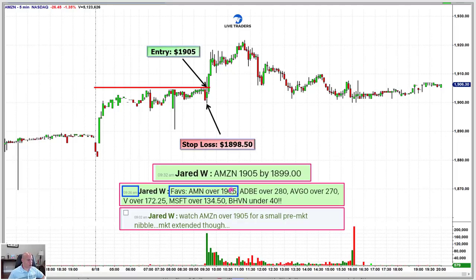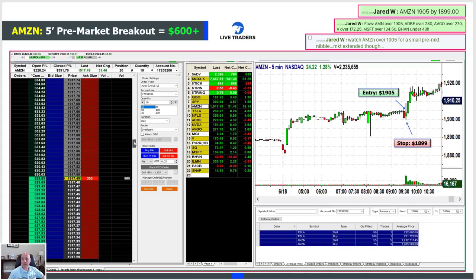Okay, so at 1905, I'm looking at this. If it breaks it before 9:30, I'm gonna take a half lot, maybe 40 shares. If it breaks 1905 right when the market opens, I'm gonna go full and I'm gonna use the low as my stop. And there it is, 9:32 a.m., Amazon 1905 by 1899. And that's what the trade looked like, right? It's a trade we actually took. There is the pre-market that you can see. There's the stock going higher. There's the P&L, right? We end up making, I don't know, $900 on this thing. And it went way above 1920.